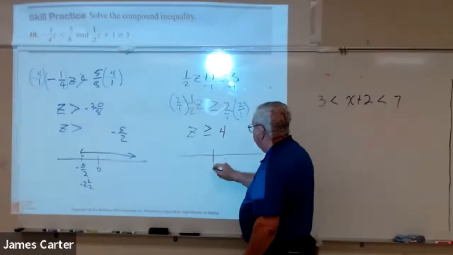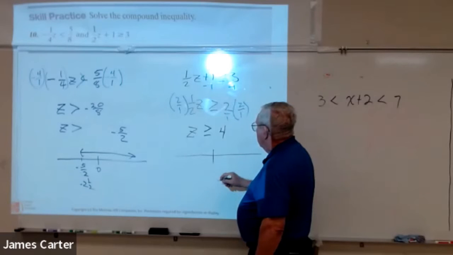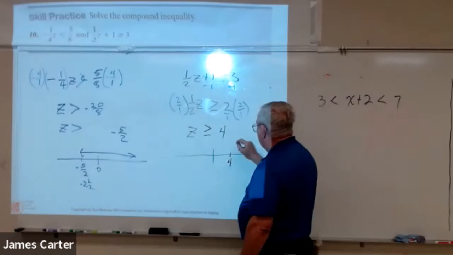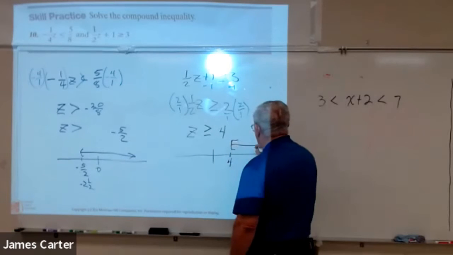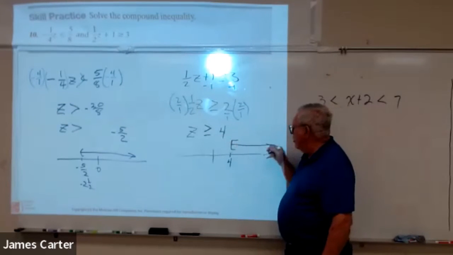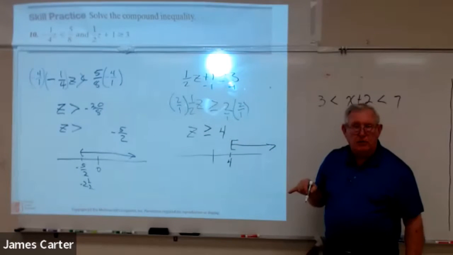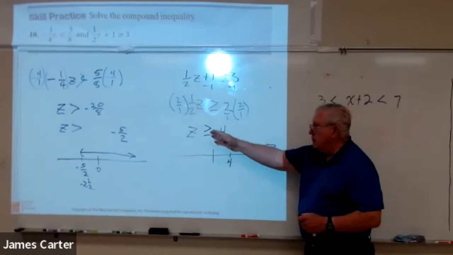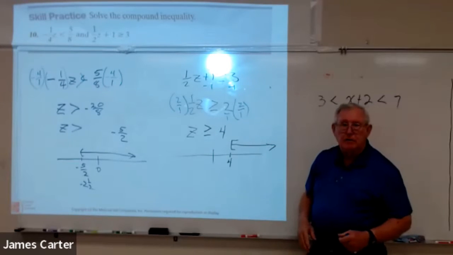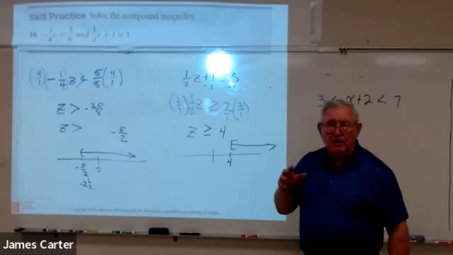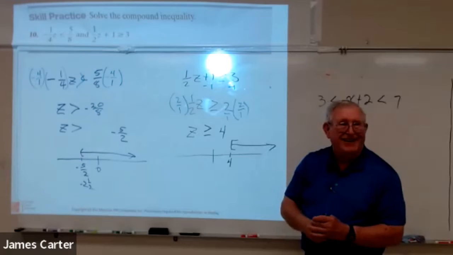Well, what about the graph of this one? Here's 4. Anything bigger or equal? This way. Conveniently, the arrow tells me which direction to go. Always, if you have the variable on the left. If you have the variable on the right, then it's just the opposite.